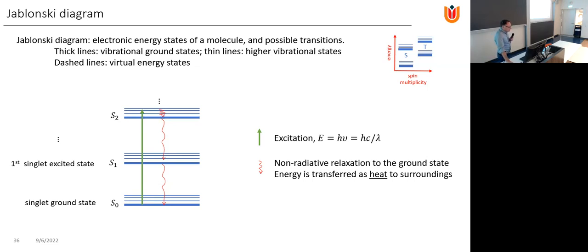So the thick lines, the thick blue lines, are the vibrational ground states. The thin lines just on top of that are the higher vibrational states. And the dashed line, which is not in this figure, it will be in another one, is a so-called virtual energy state. So what can happen, for example, is that the molecule initially is in the ground state, and then it absorbs a photon. That is the excitation of the molecule by absorbing a photon, given by the green arrow over there. So it gets excited into a higher vibration state.